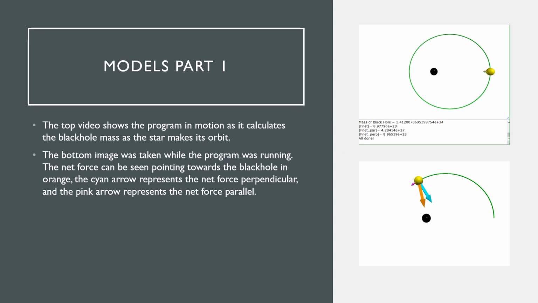Models for part 1. The top video shows the program in motion as it calculates the black hole mass as the star makes its orbit. The bottom image was taken while the program is running, and you can see the net force pointing towards the black hole in orange, the cyan arrow representing the net force perpendicular, and then the pink arrow representing the net force parallel.